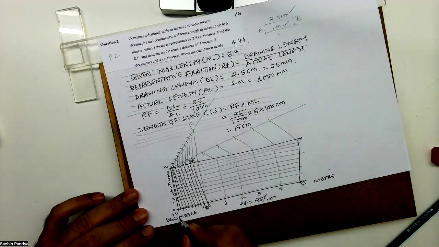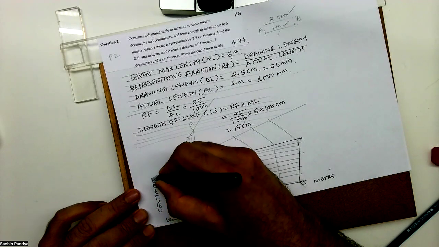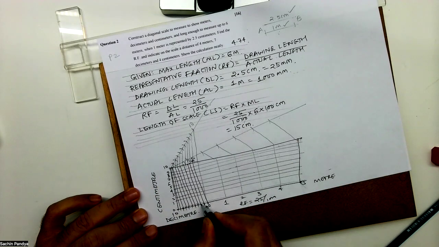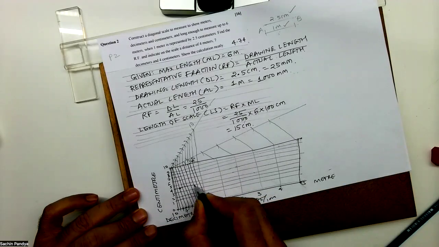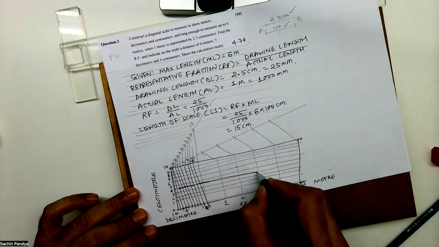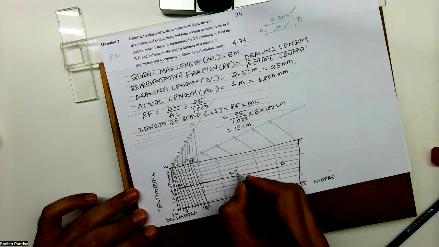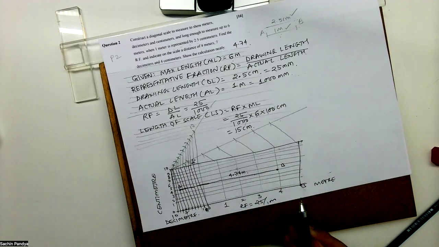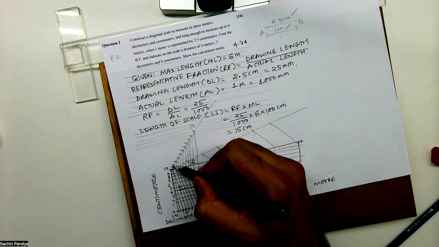So 4 meter, this is decimeter and this is centimeter. 4.74. So 4. Now on this 1, 2, 3, 4, 5, 6, 7. And on this line 1, 2, 3, 4. So this distance from here to here, A to B, is 4.74 meter. Got it? This is how you mark 4.74.